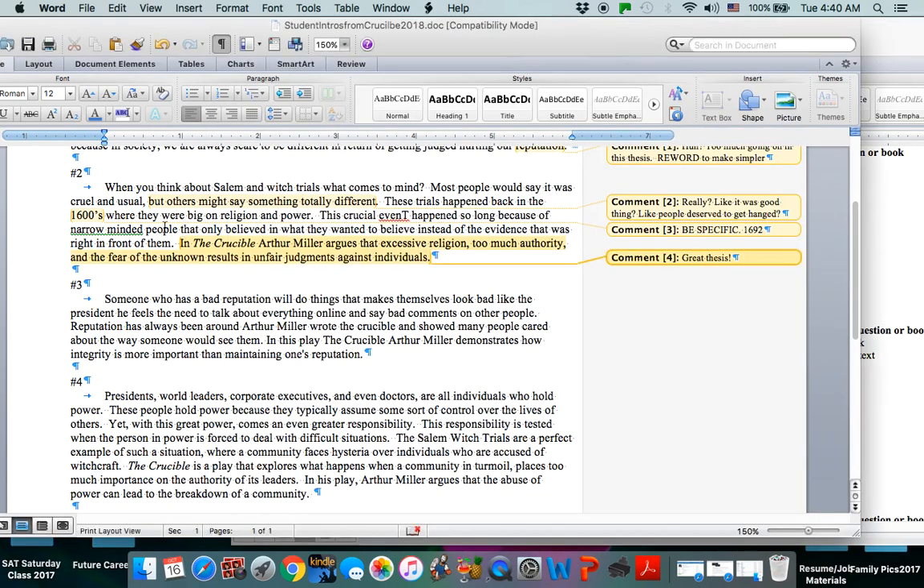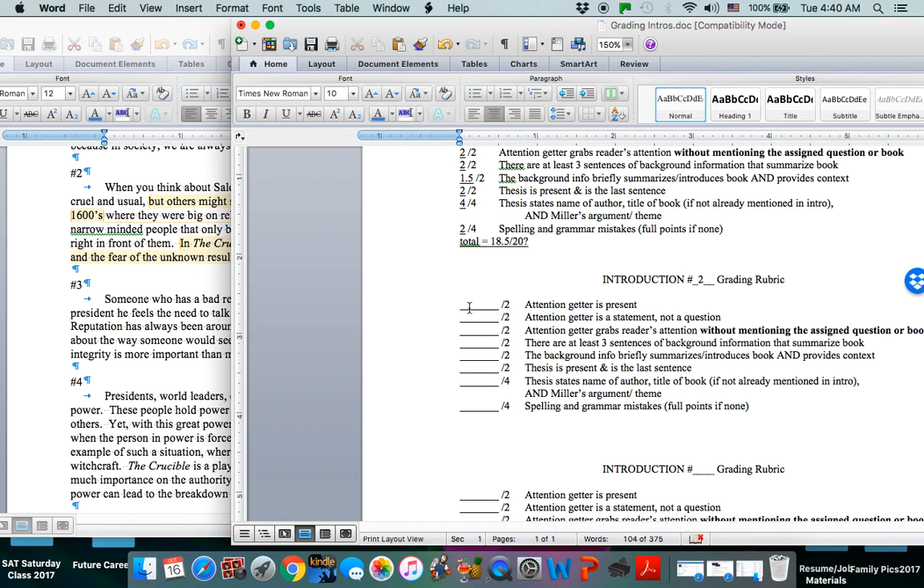"When you think about the Salem witch trials, what comes to mind?" Sorry, I really am not a big fan of starting your paper off with a question. So if you did that, you should change it. Okay, so we got a 2 there. Attention getter is a statement, not a question. Is that a question? Yeah, 0. Attention getter grabs the reader's attention without mentioning the assigned question or book. Here's the thing. Yeah, it doesn't mention the book, but is that really grabbing your attention? It grabbed my attention in the wrong way. So I'm going to give it a 1.